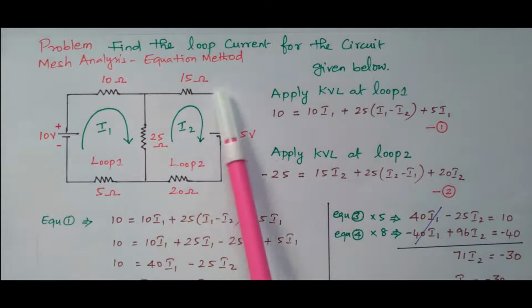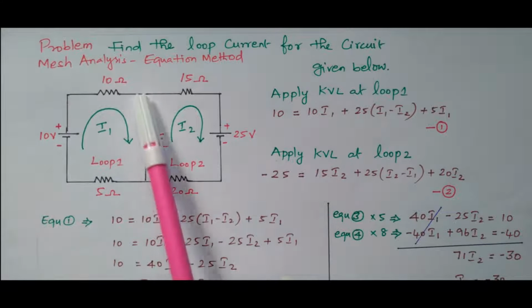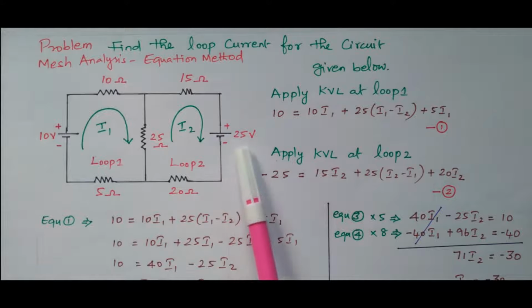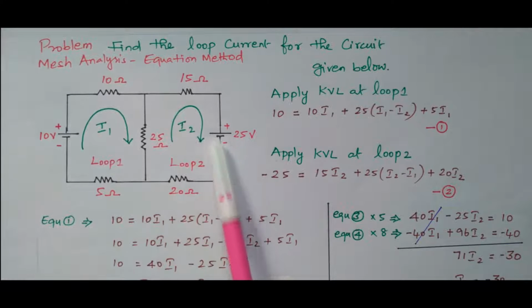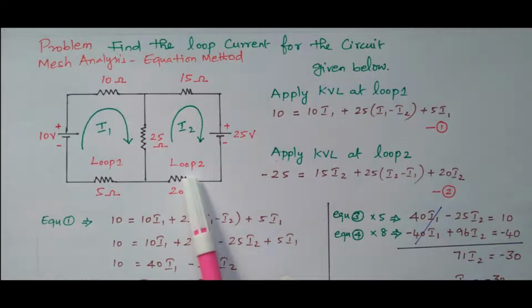So this is the other loop. A loop is nothing but a closed path, containing this 25 volt source, 15 ohm, 25 ohm and 20 ohm. We can consider this as the second loop. It's called loop 2. The current flowing through the second loop is I2. So I2 is also flowing in clockwise direction.